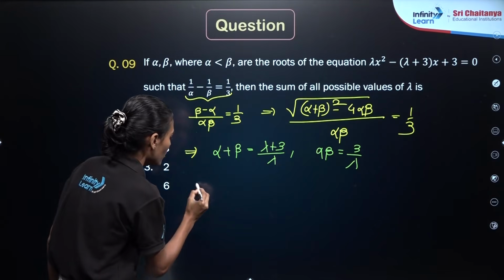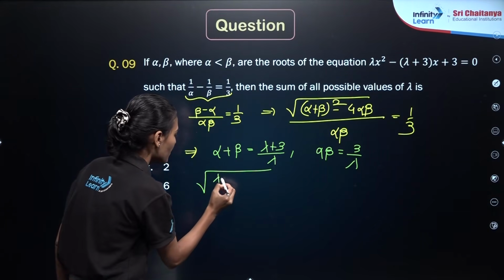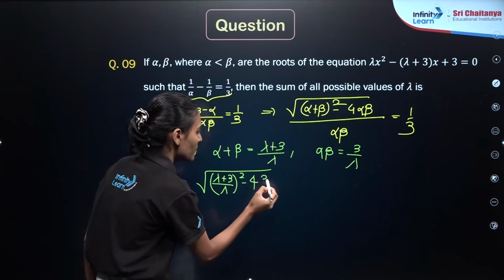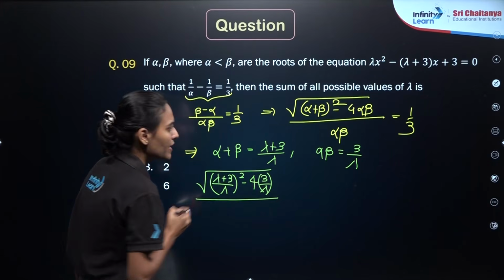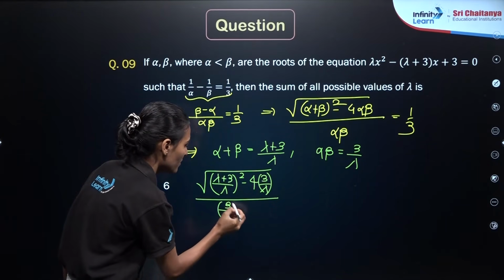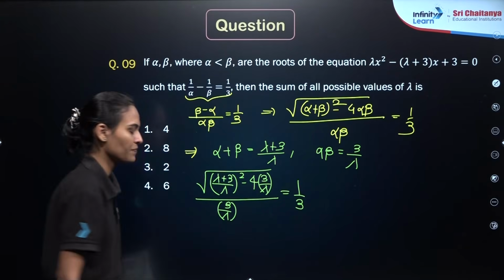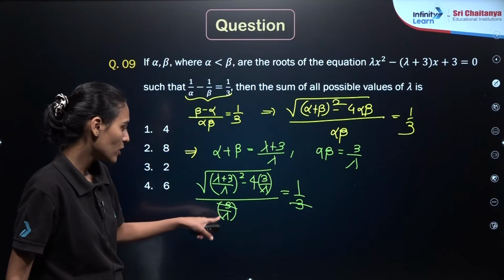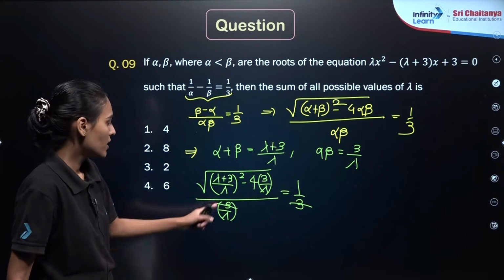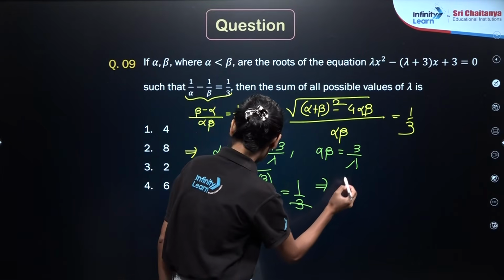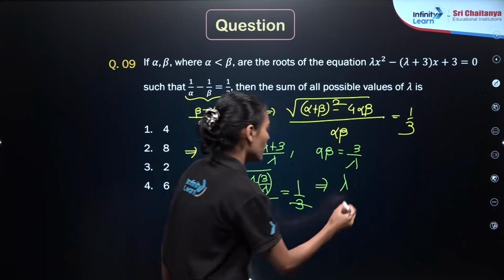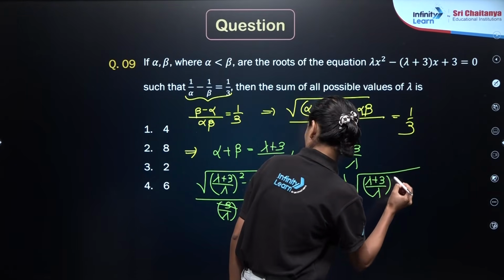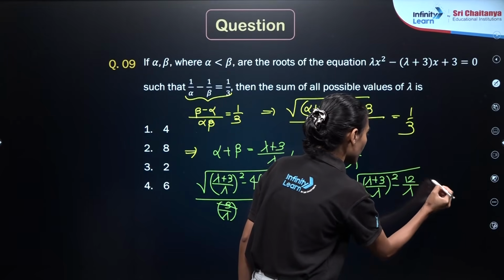You substitute here, you will get under root of lambda plus 3 upon lambda square minus 4 times alpha into beta, which is 3 upon lambda, divided by alpha into beta, 3 upon lambda. It is equal to 1 upon 3, right. So from here what will happen? This 3 and this 3 will get cancelled, and this 1 upon lambda means it is in the multiplication itself, denominator. So from here you will get lambda into under root of lambda plus 3 upon lambda whole square minus 12 upon lambda equals 1.